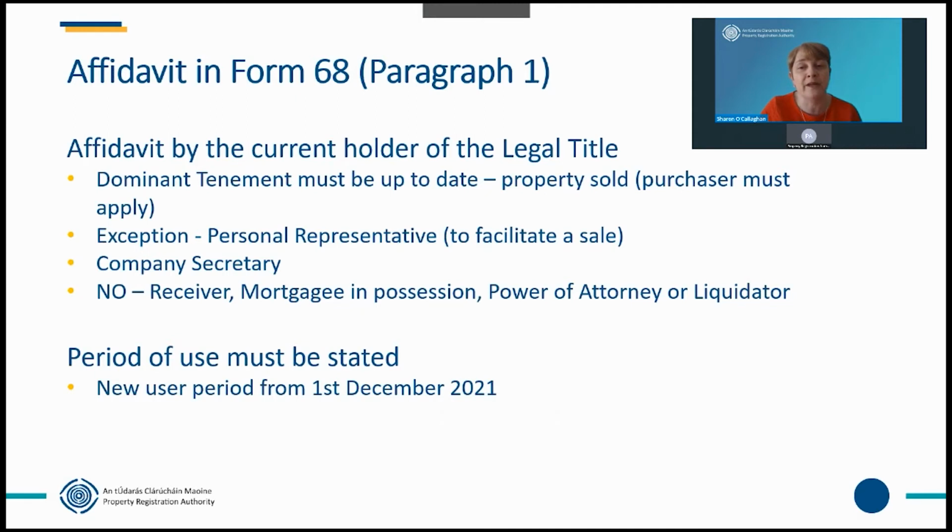An affidavit by a company director who is authorised to swear the affidavit on behalf of the company and has the necessary means and knowledge to do so is also acceptable. And we don't accept affidavits from receivers, mortgagees in possession, power of attorneys or liquidators. And just note that the period of use should also be stated in paragraph 1.